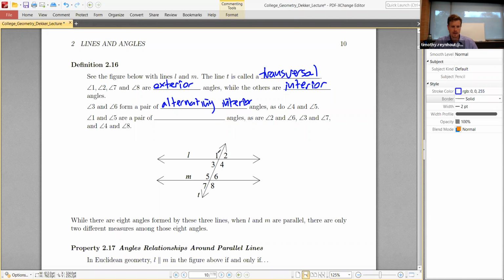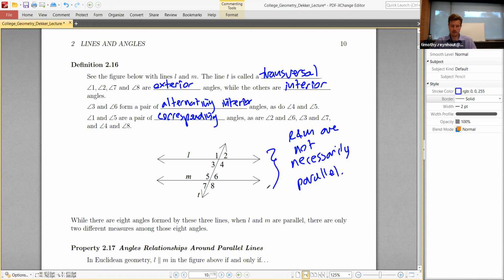Angles 1 and 5 are a pair of corresponding angles. So 1 and 5 are corresponding, 3 and 7 are corresponding, 2 and 6 are corresponding, and 4 and 8 are corresponding as well. So these are the ways that we can refer to angles when we have such a situation. Keep in mind that L and M are not necessarily parallel.